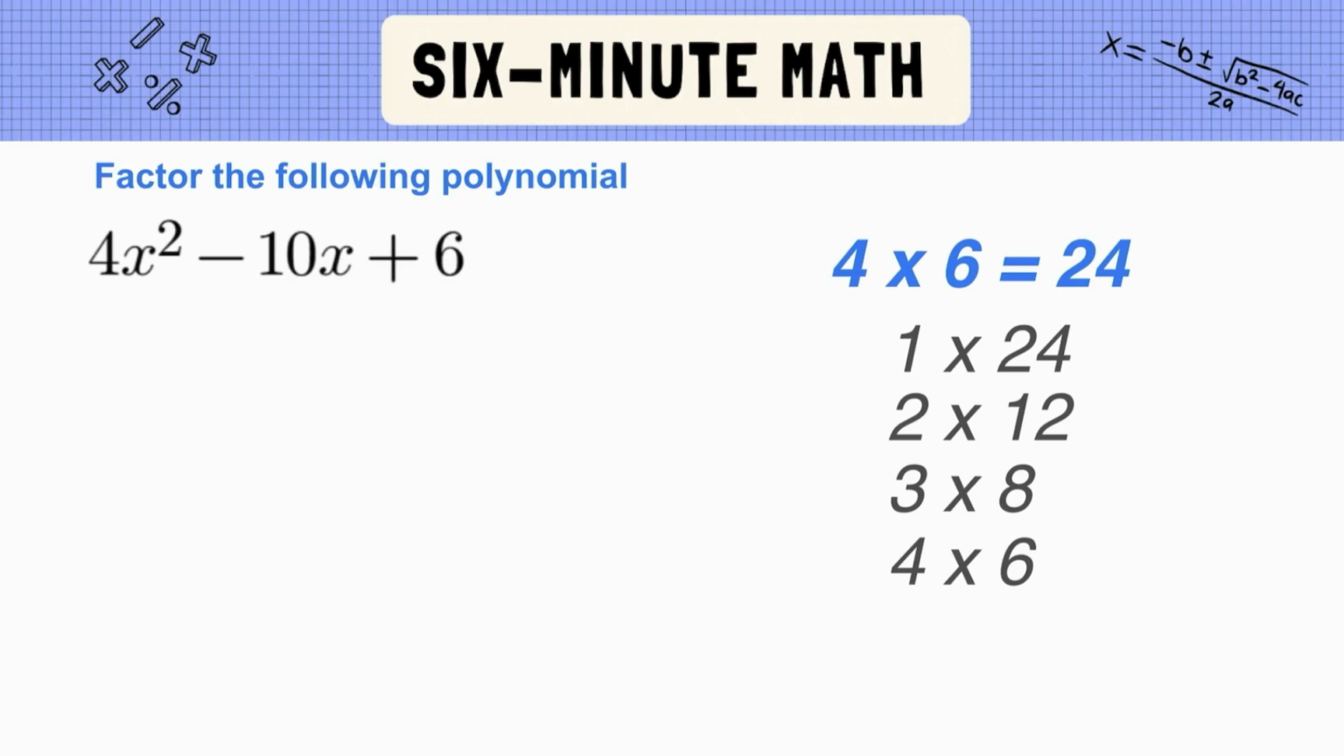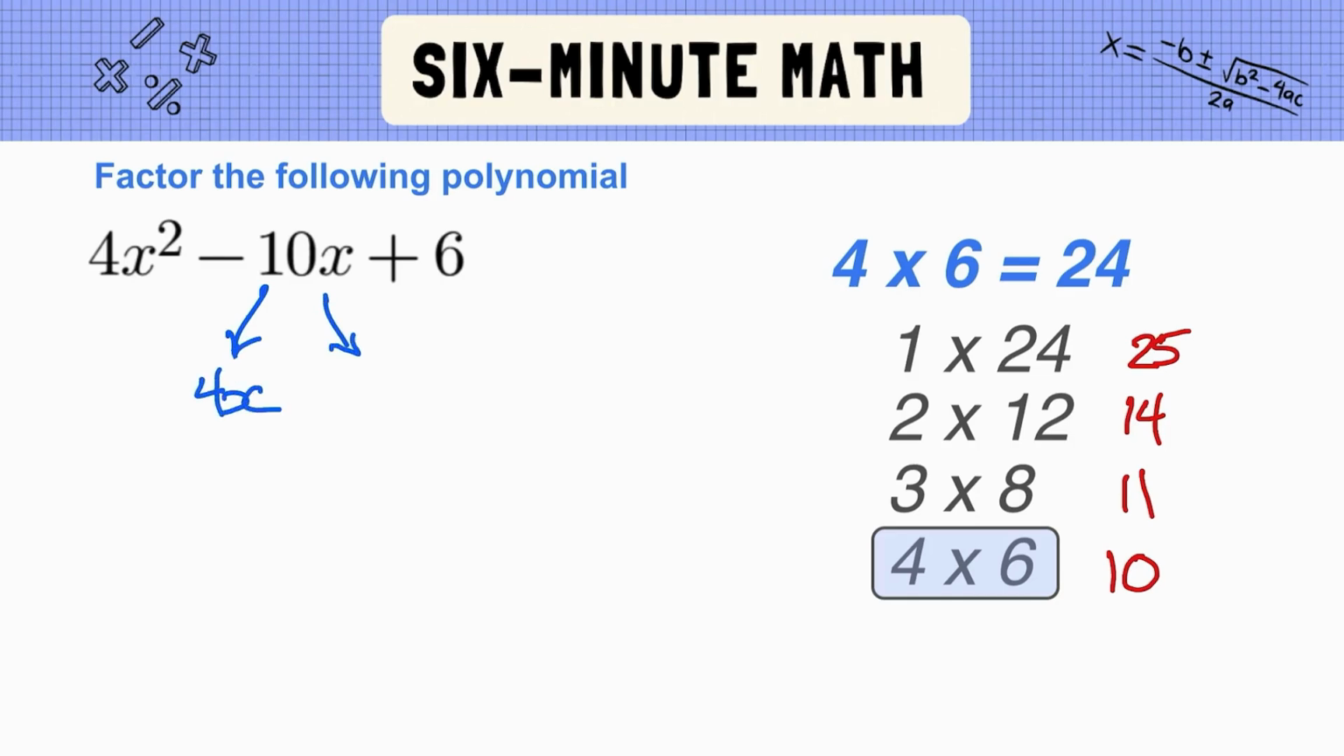1 plus 24 is 25. 3 plus 8 is 11. And 4 plus 6 is 10. This tells me I'm going to be using my 4 and my 6. I split my b value up into a 4x and a 6x. And to make it equivalent, both of them will have that negative sign.